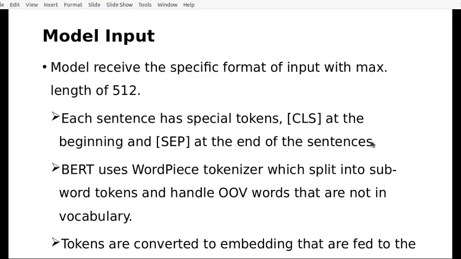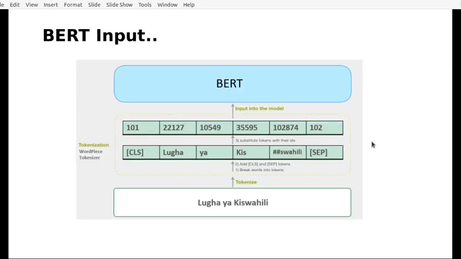BERT uses a word-based tokenizer, which splits words into subword tokens, and it also has the ability to handle out of vocabulary words that are not available in the vocabulary file. These tokens are later converted to embeddings, the IDs that will be fed to the model. This is the figure that shows how the BERT model handles the input.